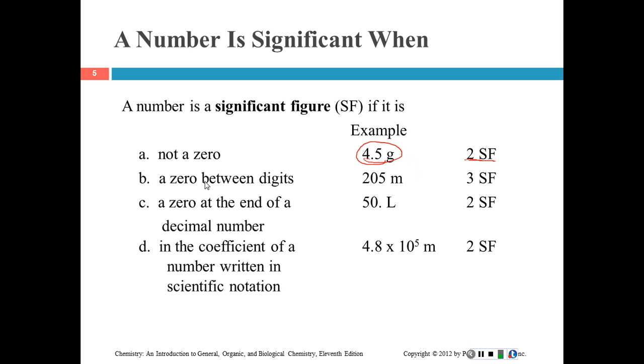A zero that's between two numbers is significant as well. And so that number would have three significant figures. A zero at the end, if there is a decimal point, is significant. So you have two significant figures there. And if it's in the coefficient of scientific notation, it is significant. Okay, so it is two significant figures.